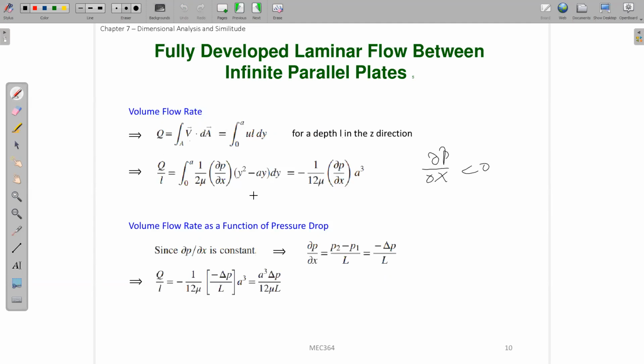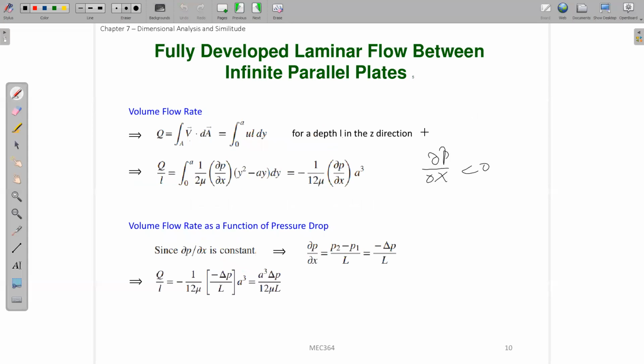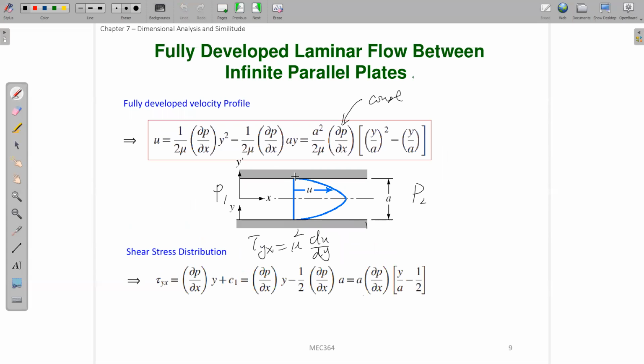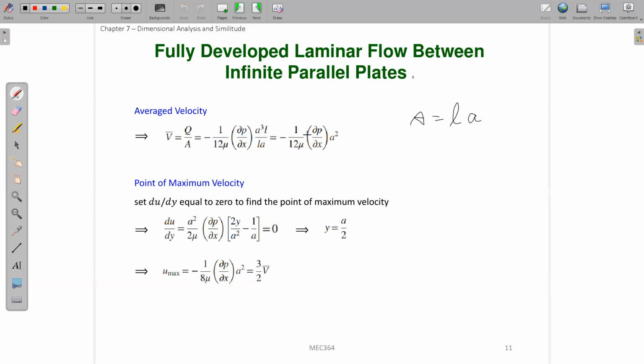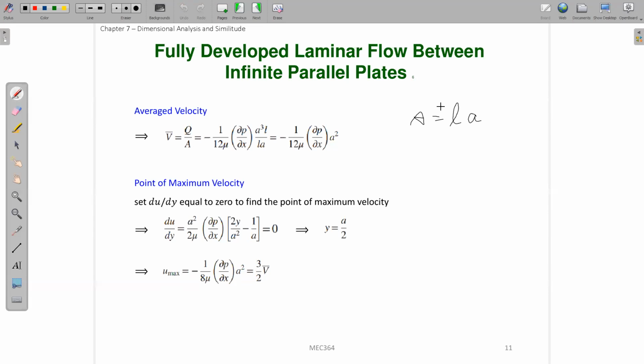What is A? Remember, A is equal to L times a. Cross-sectional area is the depth L times this distance a, right? So you take this Q value you get here and divide it by this value, and you'll find that this gives you the mean average velocity.